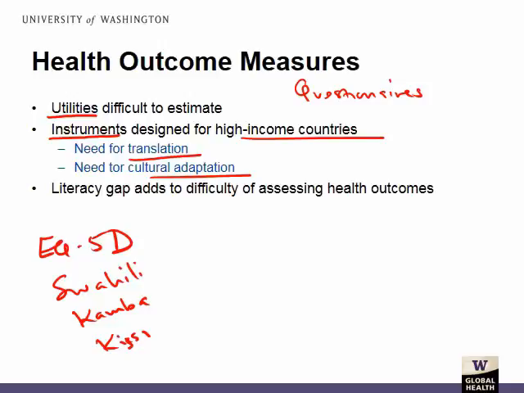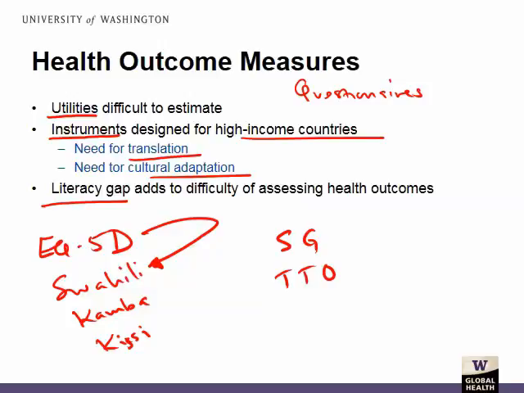For example, EQ5D exists in Swahili. But if you had a person who did not know Swahili, and this is common in Uganda, then you can't use the Swahili version. The other thing is literacy gaps. So I want you to imagine from week 4, you are conducting a standard gamble or a time trade-off, and you have to tell patients to put themselves in situations akin to the suspension of belief, as if one is watching a movie. It can be difficult for people who don't have adequate literacy.